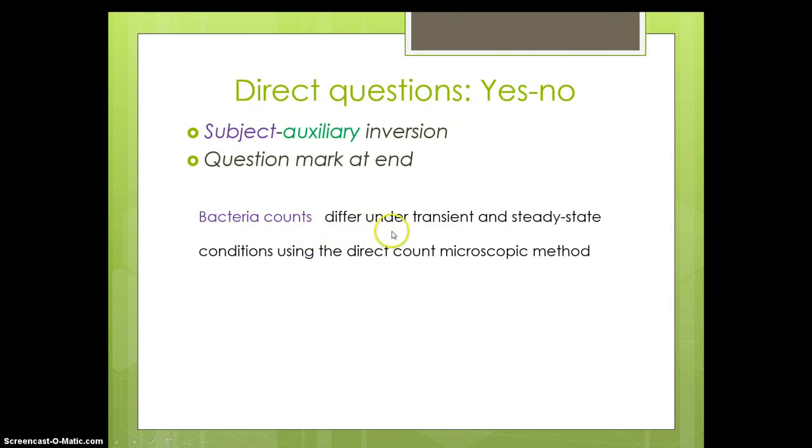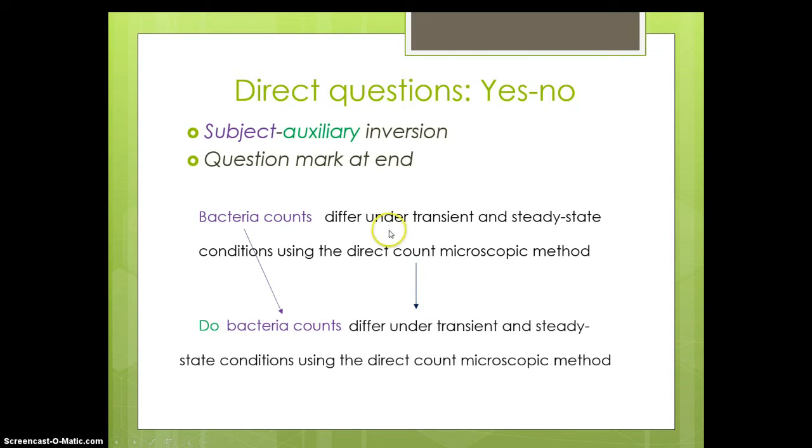Bacteria counts differ under transient and steady state conditions using the direct count microscopic method. Well, here we have a problem. We don't have an auxiliary verb. We only have the main verb differ. So what do we do? Well, if you don't have an auxiliary verb, you must supply your own, and it will be a form of do. So in this case, do, because it's present tense, and we need a plural for bacteria counts. The subject, bacteria counts, goes here, and then the rest of the sentence comes down unchanged.